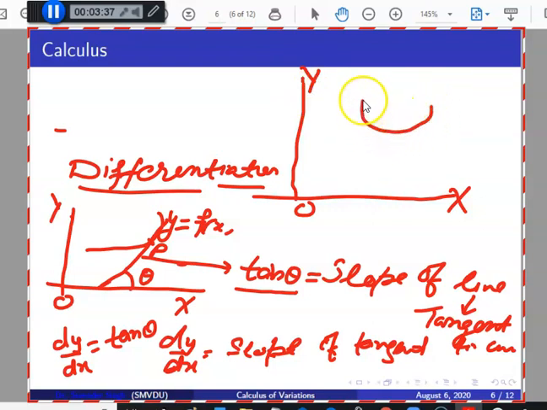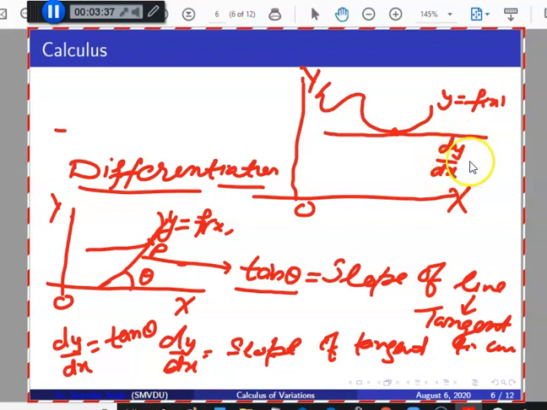Then the situation is like this. The curve may be something like this, y equal to f of x. When theta is 0, that means the tangent will be like this. That means in that situation dy by dx equal to 0. That means in this curve, this is the point of minima, and a similar situation will happen. If it is there, then it is a point of maxima. This is a point of maxima and this is a point of minima. So the maximum and minimum of a function of one variable can be obtained by this condition.